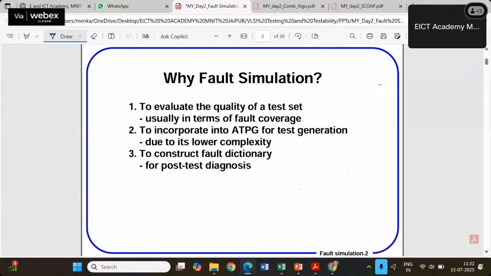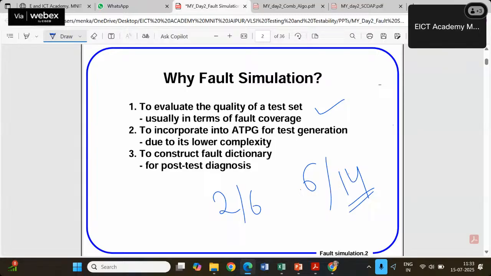So fault simulation is basically used to evaluate the quality of a test set, usually in terms of fault coverage. For example, yesterday after fault collapsing, in one of the cases we found 8 out of 16. So it means we are able to cover 8 of these faults just by reducing it. Okay, so that is the reduction. Likewise, let's say I have a test vector and I am able to cover 2 faults out of those 6 faults. So the coverage will be 33%.